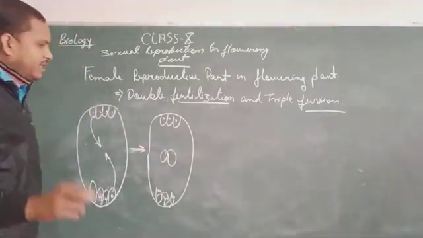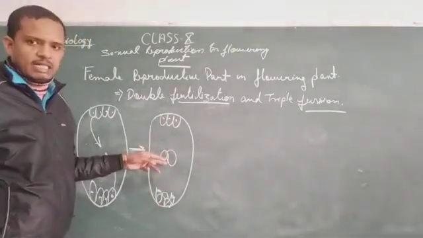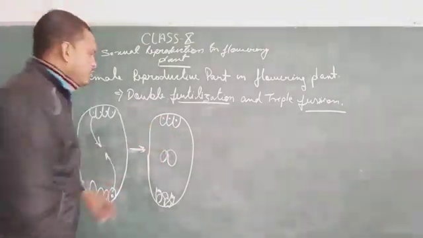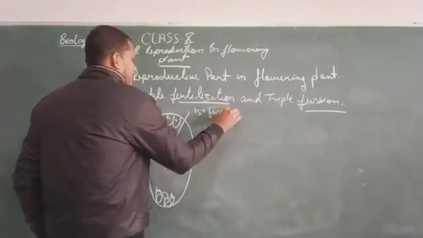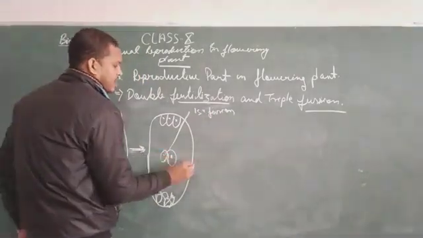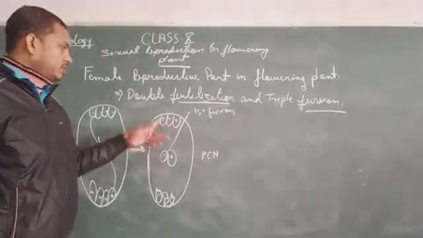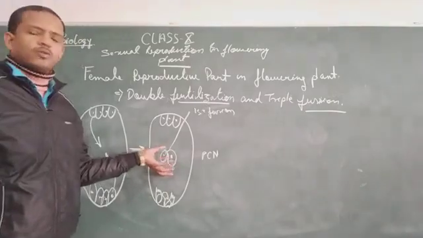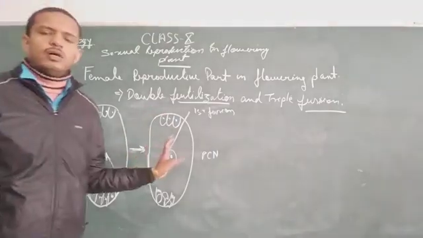One cell from this side and one cell from this side move together to the center and they fuse. This is your first fusion. This is the polar central nucleus. From the polar sides, both nuclei move towards the center and form the central cell, so that is known as the polar central nucleus. This is a typical structure of the embryo sac.